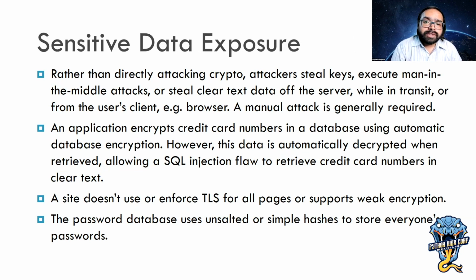Generally how this works is, whenever we are sending data, the application encrypts the information. In this case, we can consider credit card numbers in a database using automatic database encryption. However, this data is automatically decrypted when retrieved, allowing a SQL injection flaw to retrieve credit card numbers in clear text. There's one more scenario, right?